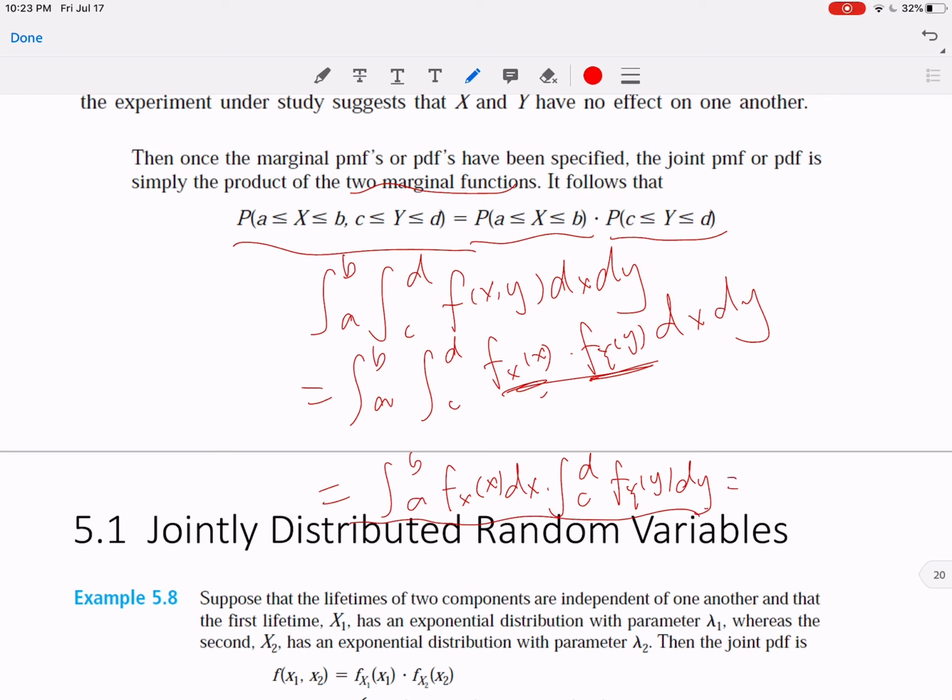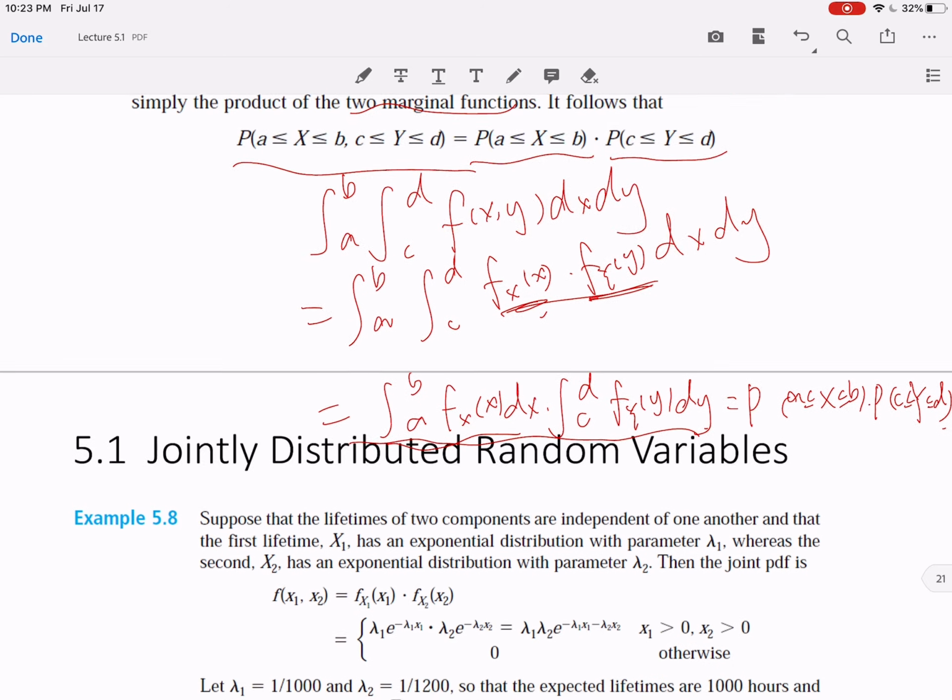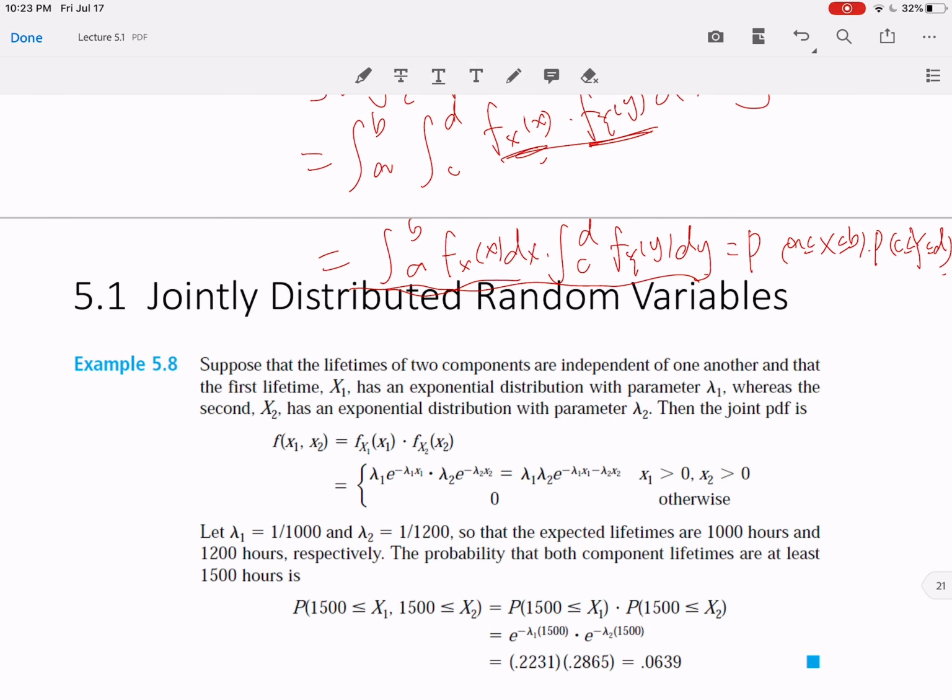And of course, the first integration is going to be equal to the probability that x is between a and b, times the probability that y is greater than or equal to c and less than or equal to d. Okay. This is coming from the definition of PDFs. Now let's take a look at this example here. Actually, I think if you understand the definition of joint PDF or joint PMFs, this independence is quite straightforward for you.